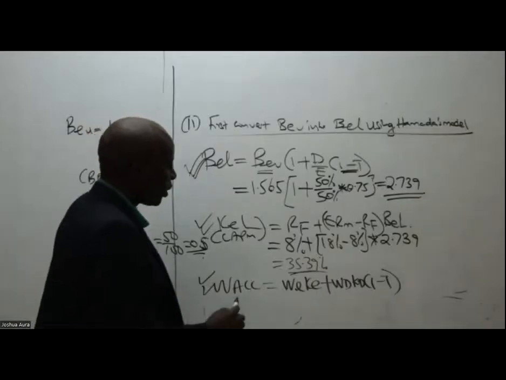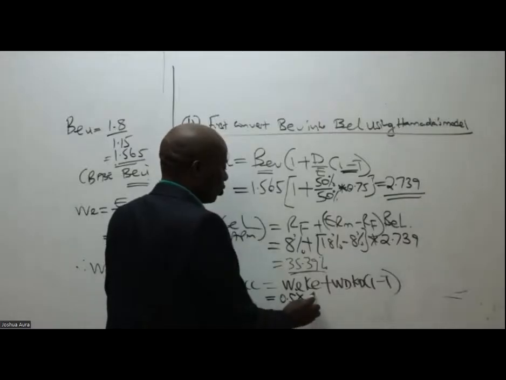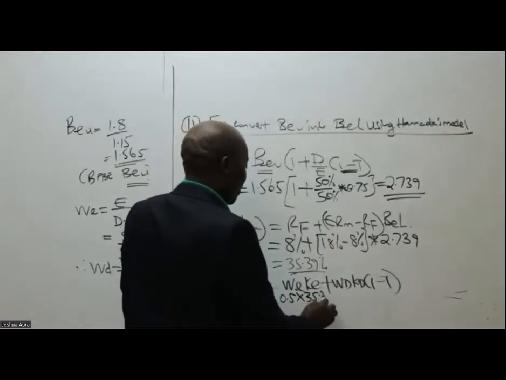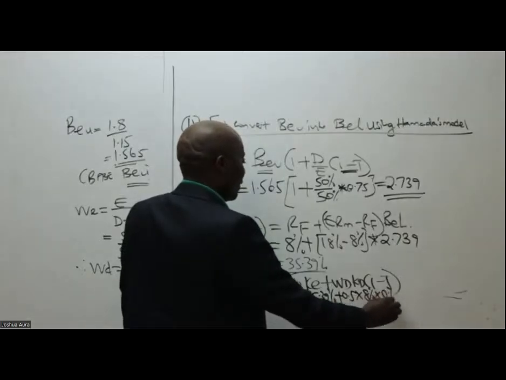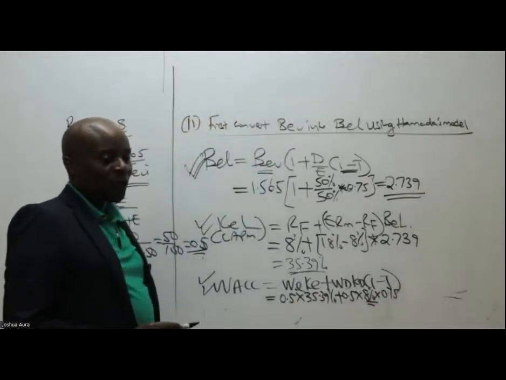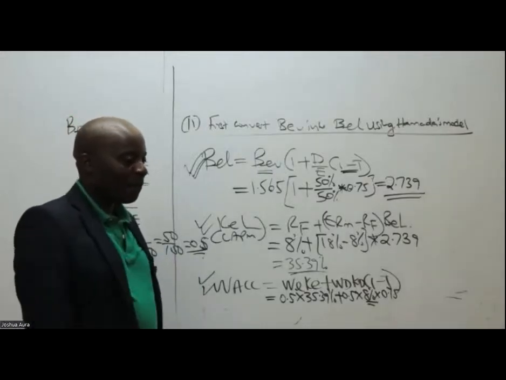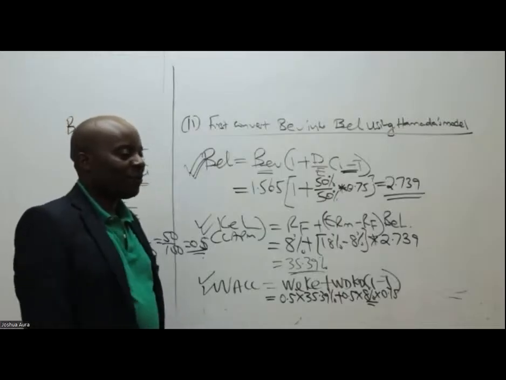So the weight of equity, ladies and gentlemen, here is 0.5. The cost of equity is what we already have here, 35.39%. The weight of debt is 0.5, times the cost of debt of 8%, times 0.75. I'm so sure you don't know where I got 8% from. Is there anybody who knows where I got the 8% from?